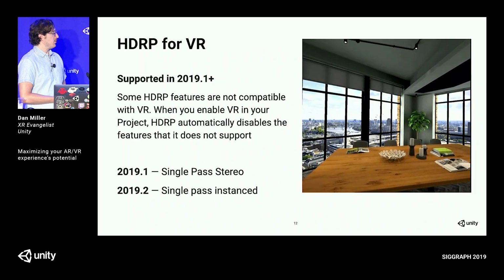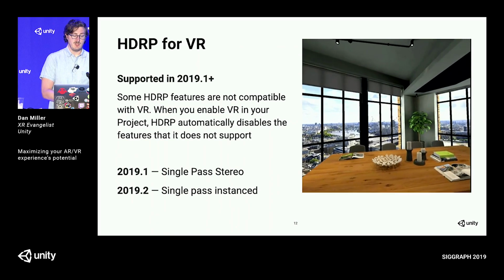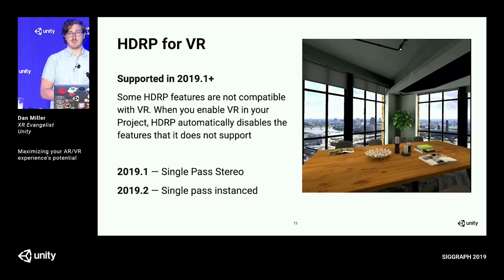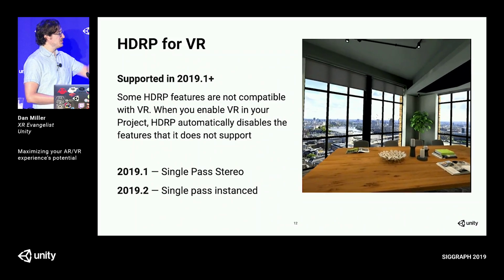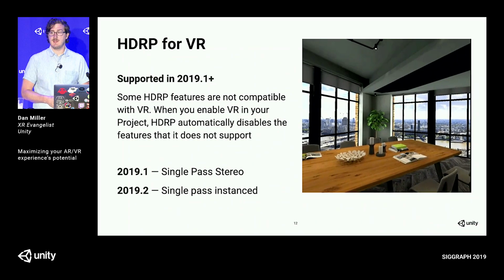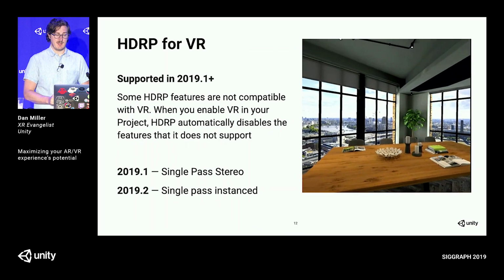Now in 2019.1, we have support for single pass stereo. And in 2019.2, we're able to support single pass instance. So this is really the optimal path. And when you're pushing the visual fidelity of something like this, it's really important to try to optimize at every step.